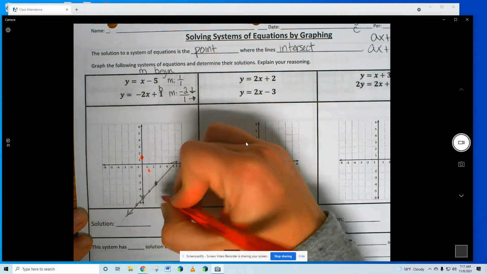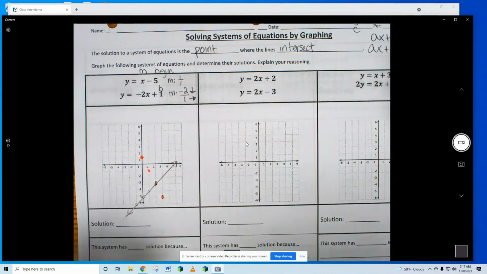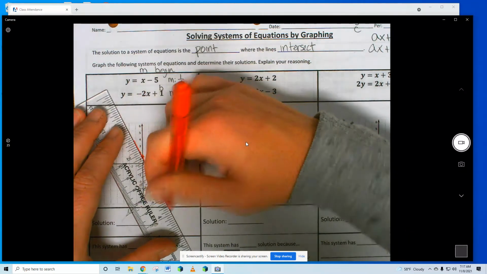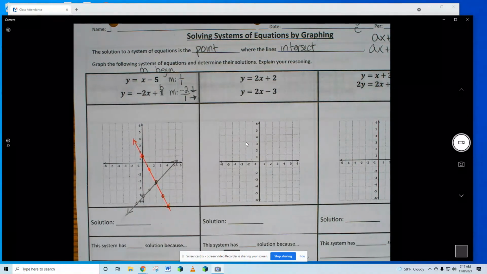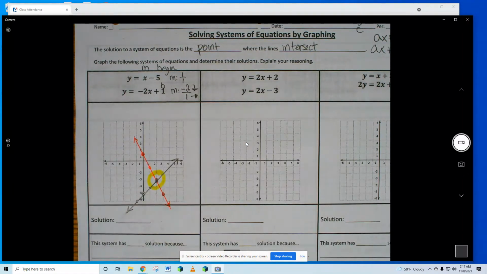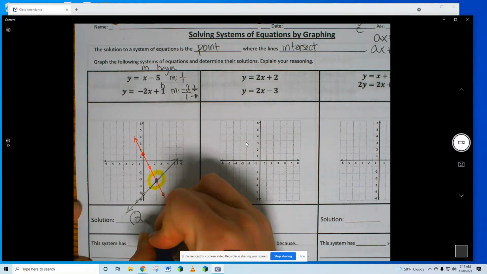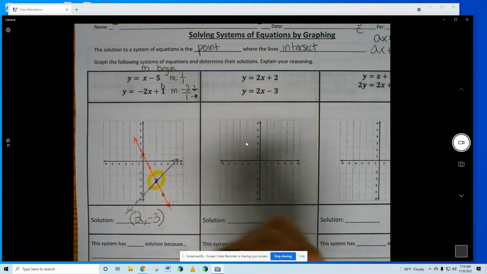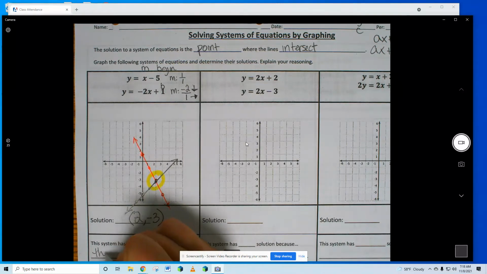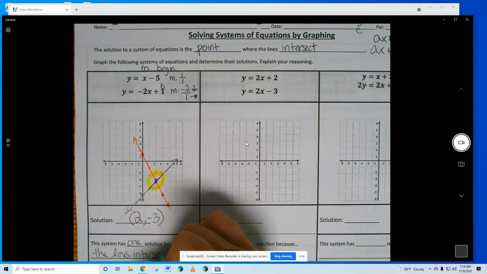Ooh, they intersect. I see their intersection point. Their intersection point is right here. That's the point that I say is the solution. It is the ordered pair 2, -3, and that point is where my 2 lines intersect. So I'm going to say the system has one solution because the lines intersect once.